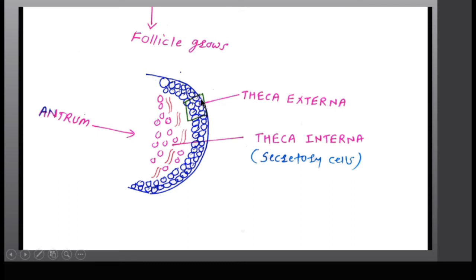Okay, so the outer region, that is the theca externa, is made up of connective tissue, and the inner region of the theca folliculi, which is called the theca interna, is made up of secretory cells. And these secretory cells secrete the follicular fluid, which collects in the antrum. So the cavity found inside the follicle is called the antrum.